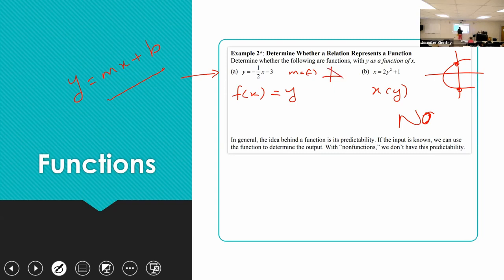What's going to make this not a function? If I try to solve for y, I'm going to end up with a plus or minus because of the square root sign. So I'm going to have x minus 1 equals 2y squared, right? X minus 1 over 2, and the square root of that is what y is going to equal. When I take the square root of something, I have to take the plus or minus. That's giving me two answers, one for the plus, one for the minus. That's why it's not a function. So it has less to do with the actual signs of the numbers. Does that make sense?